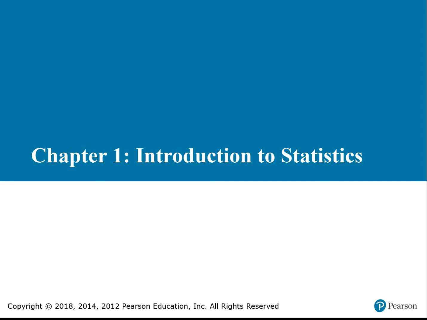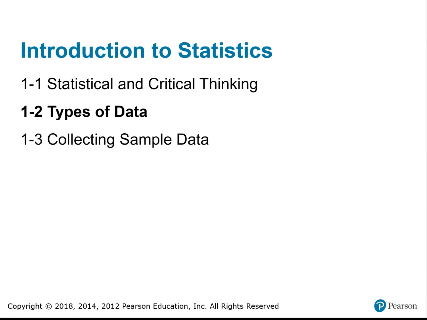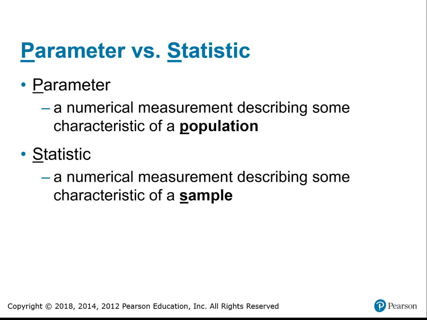In section 2, we're continuing our study of chapter 1, where we're looking at the vocabulary of statistics. But in this section, we're going to talk about the different types of data that we can collect. So let's just remind ourselves, we talked in the last section about populations and samples. We said population was collecting data on every single person or object we could possibly collect data from.